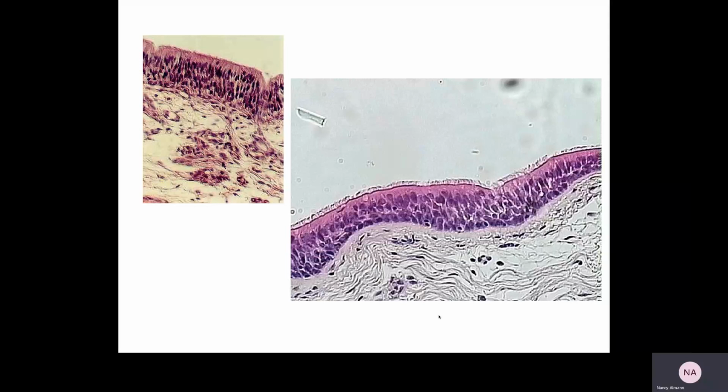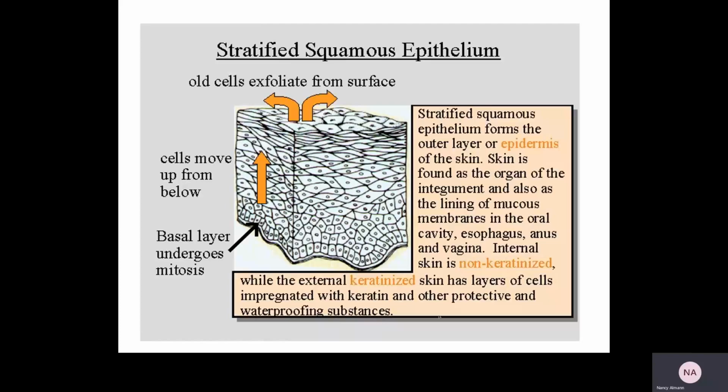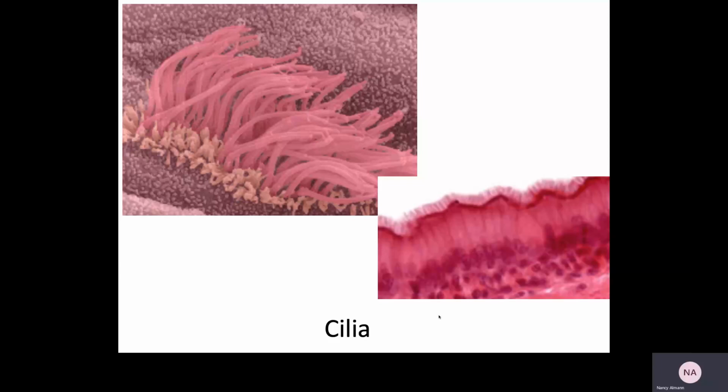And in that picture on the right, you can definitely see the cilia along the apical surface of the tissue. There's cilia. Up close and personal.